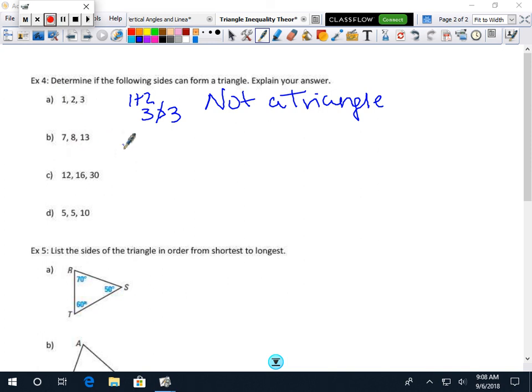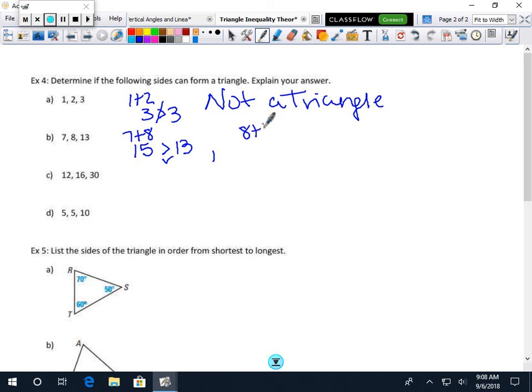Looking at example B here, I'm going to add the first two together, 7 plus 8. 7 plus 8 gives me 15. 15 is greater than 13. So 15, the two added together, is greater than the third side. So this one is true. We'll check the other ones just to make sure.